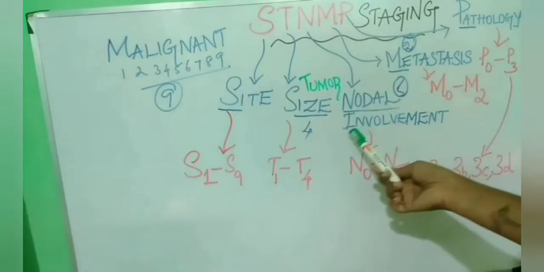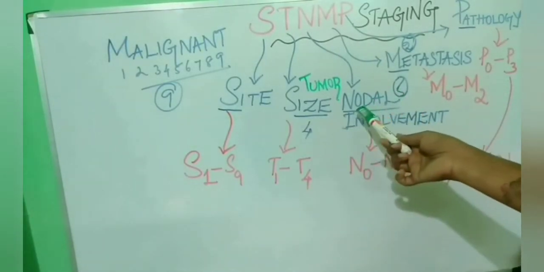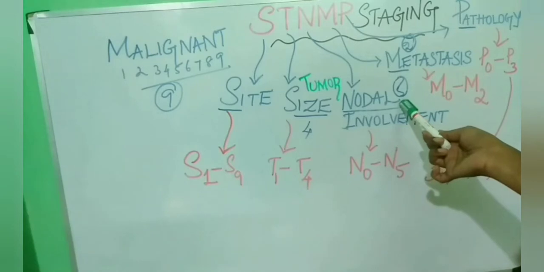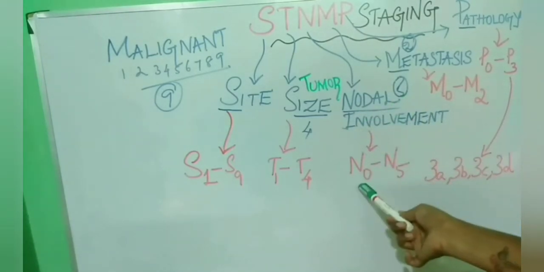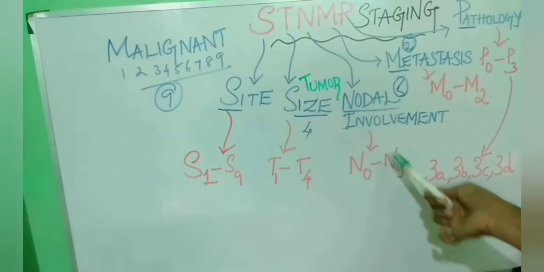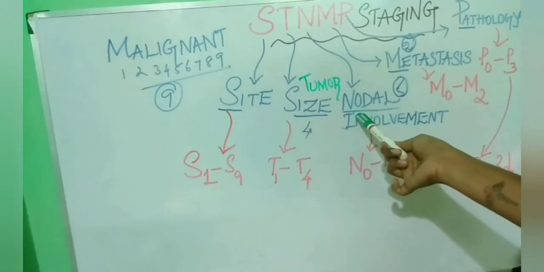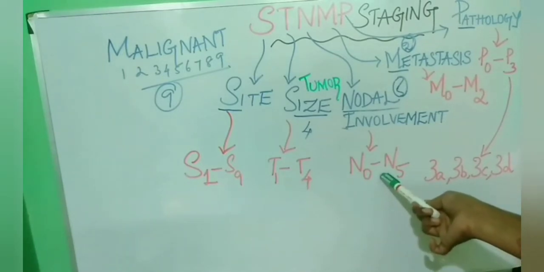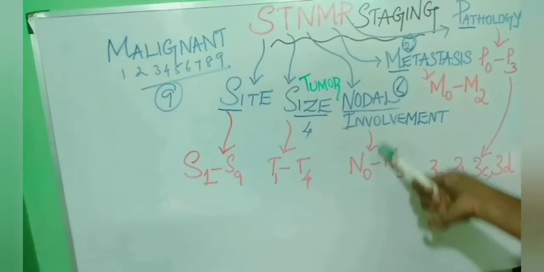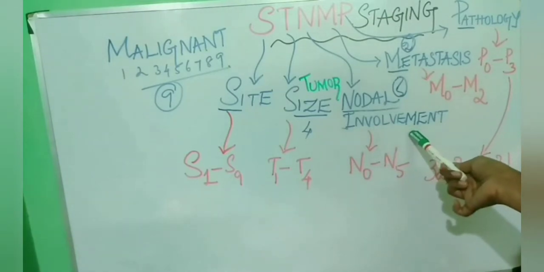So next is nodal involvement. Now please have a look at this word nodal. So in this particular word we have 5 letters. So we are going to write N0 to N5. Actually it is NO, but we are writing it like N0. So totally we have 6 categorizations in this particular nodal involvement category.